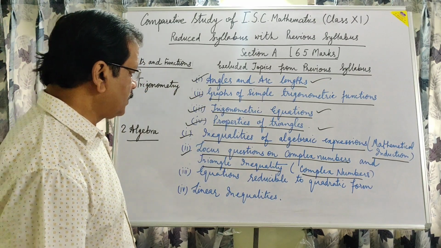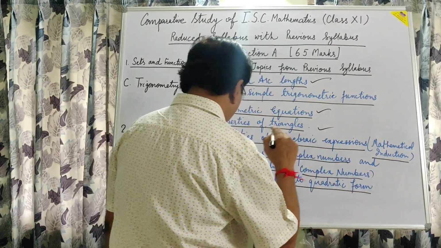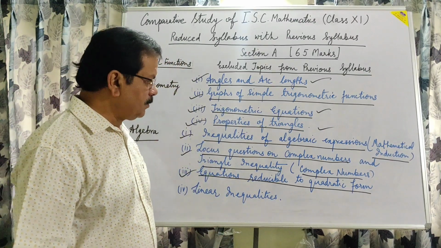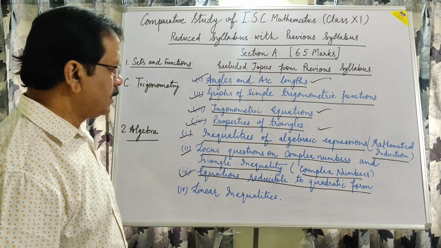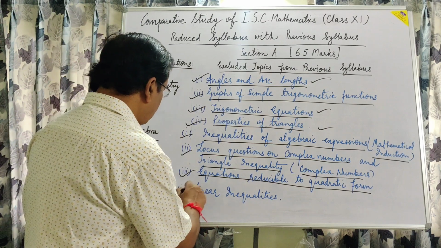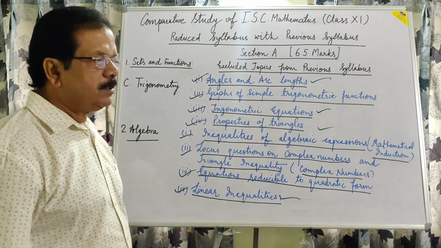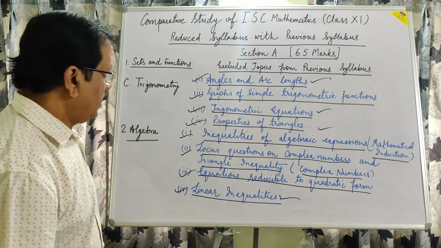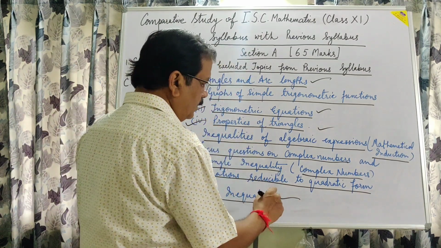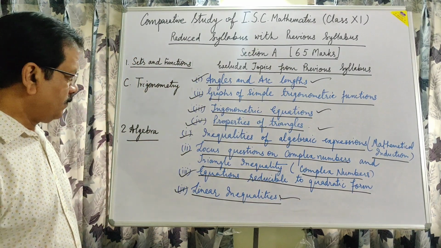Third one, equations reducible to quadratic form. This is a very important subtopic in the chapter quadratic equations. This is excluded from the previous syllabus. Now the fourth one, linear inequalities. This chapter is completely excluded from the previous syllabus. Though you already studied some of the concepts of linear inequalities in class 10th, and that is not as much required as we understand.